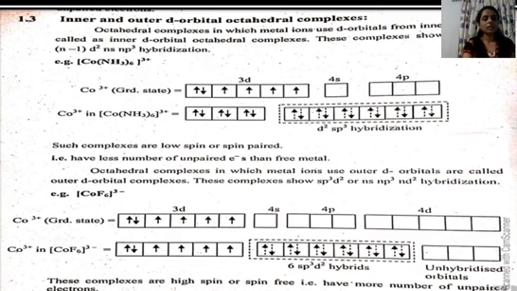These complexes are high spin as there are a number of unpaired electrons present in the complex. Therefore, it is called high spin or spin free, that is, having more unpaired electrons. This is a paramagnetic complex since it has unpaired electrons, and the earlier one was a diamagnetic complex since all the electrons are paired.